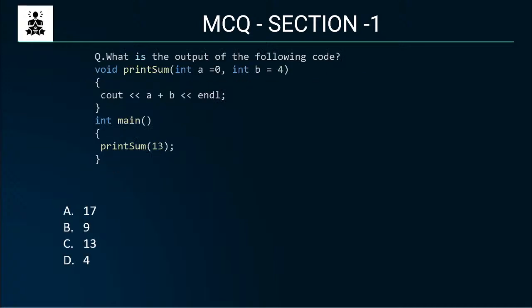The next question is, what is the output of the following code? I have told you about functions with overloading as well as default parameters. Function with default parameters. So here it took default parameters int a=0, b=4. So what will be the answer according to you?